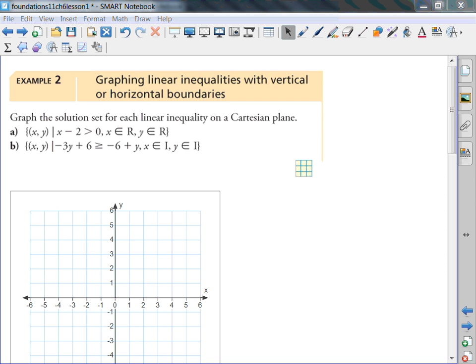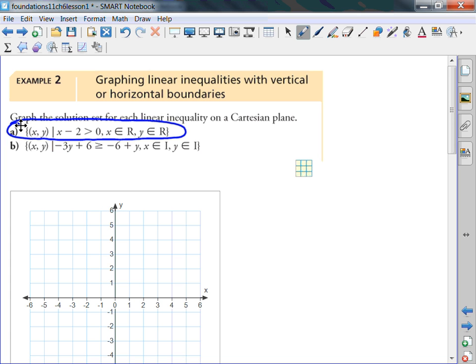We're going to go through examples 2 and 3 from section 6.1. Example 2 reads, graphing linear inequalities with vertical or horizontal boundaries. So here are two examples to go through. Graph the solution set for each linear inequality in a Cartesian plane. The first one gives you a whole bunch of information.